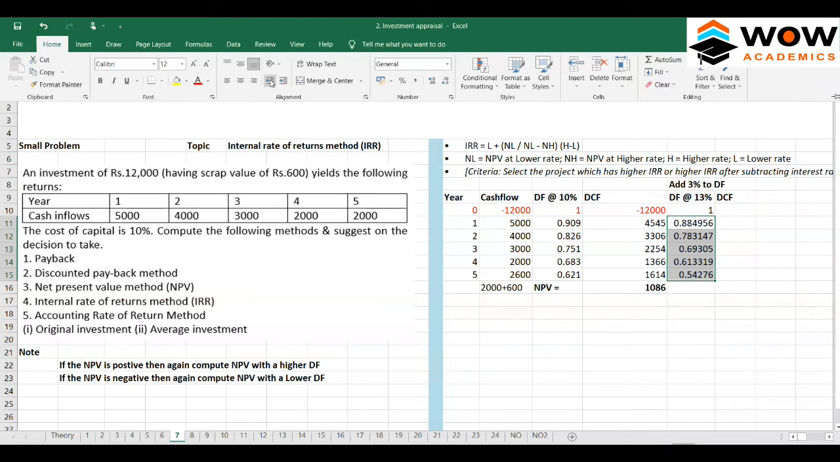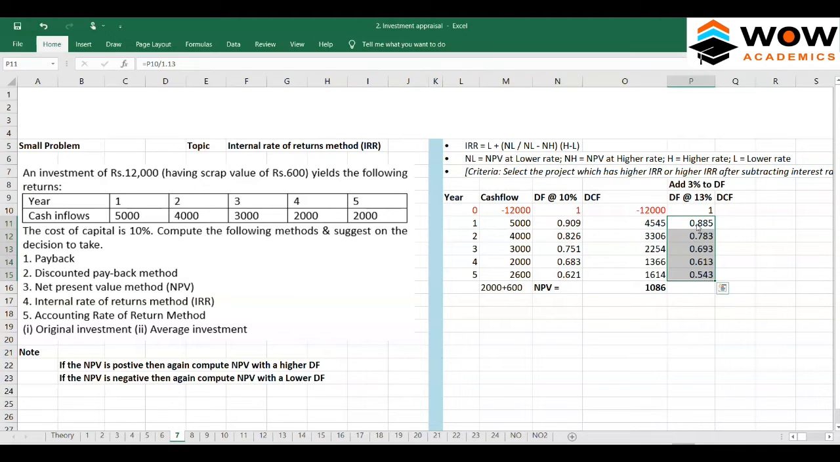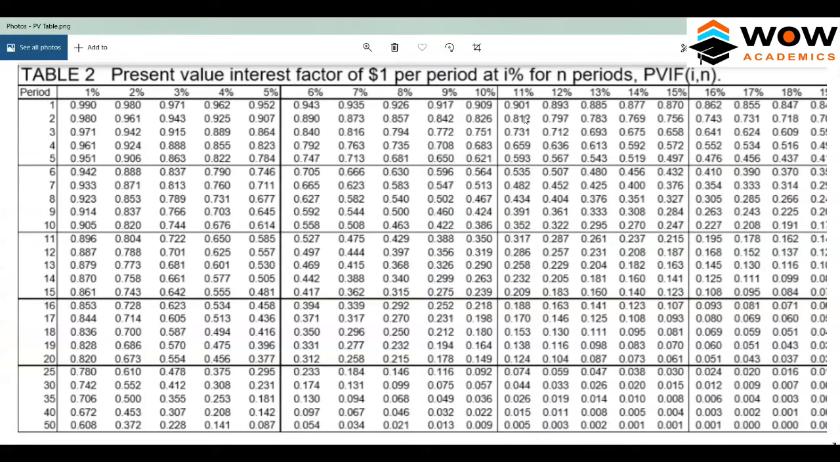We will reduce the numbers after decimal to 3 numbers. I think this looks neat. Okay, we got all the numbers. Now, if you want, again you can check it with the table, present value table. So present value table, I'll just cut it and show you.